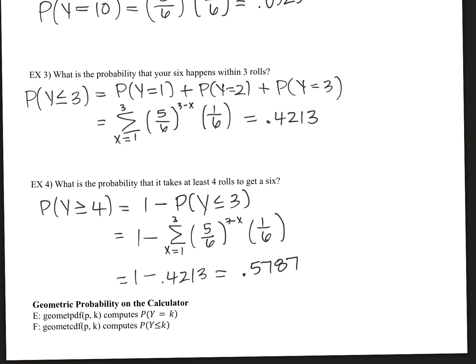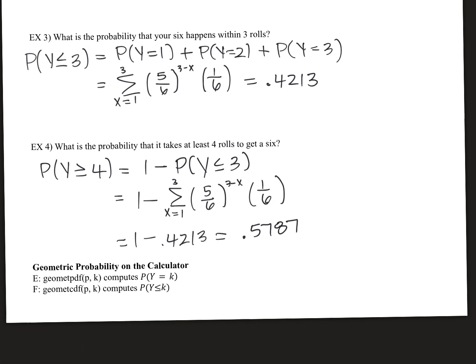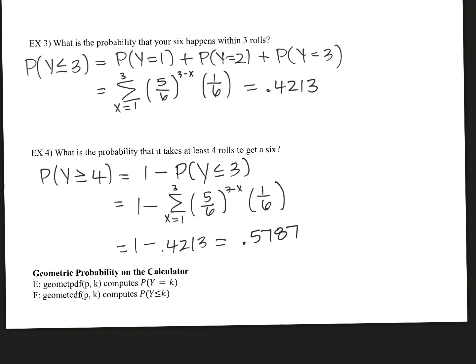So geometric probabilities also have a calculator function. That's geometPDF. Remember, you do second vars, and then E is geometPDF, so that's if you're doing y equals something. And then geometCDF is if you want to do less than or equal.